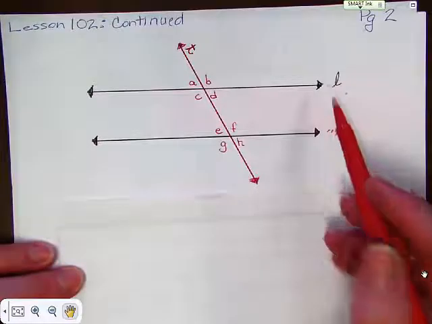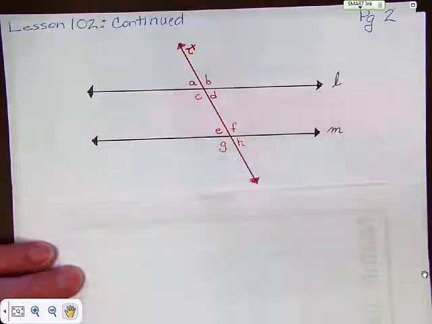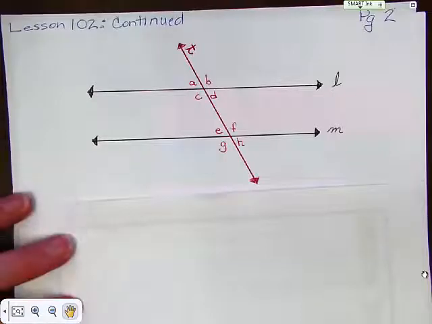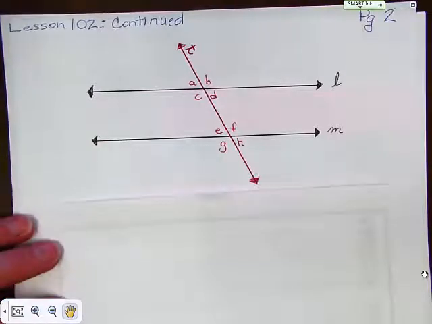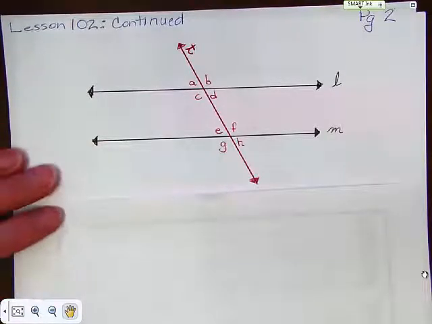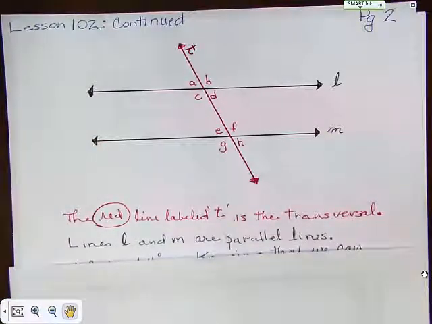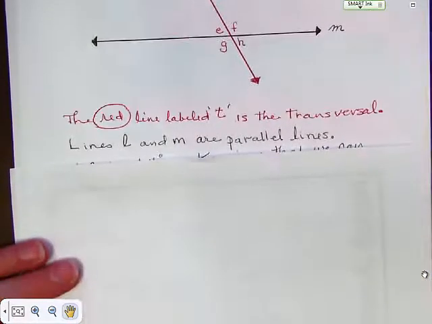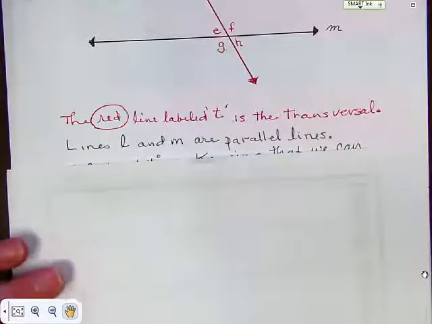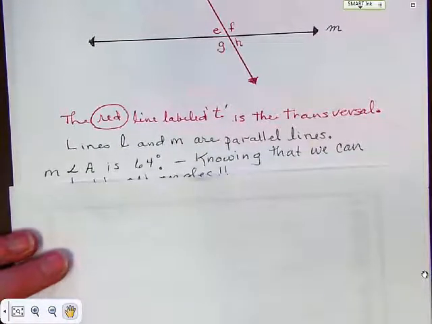Again, you have 2 parallel lines, L and M, and transversal T. Please label your angles A, B, C, D, E, F, G, and H. So get out your straight edge. Now, the red line labeled T is the transversal. Lines L and M are parallel lines.